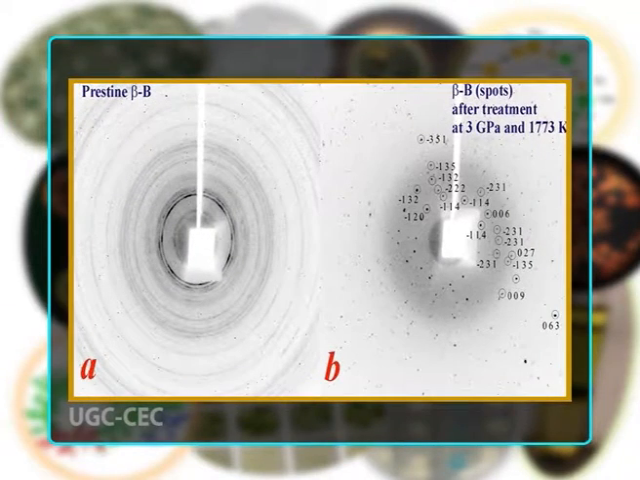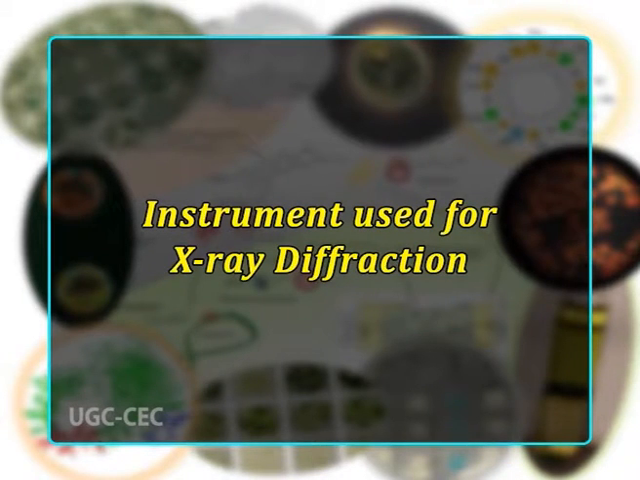After measuring the intensities of all the diffraction spots, it is generally possible to determine the position of the atoms in the unit cell in a straightforward manner. The instrument used for X-ray diffraction.